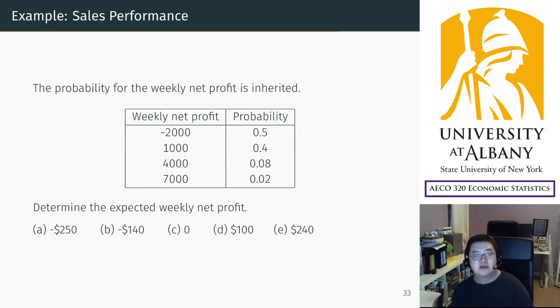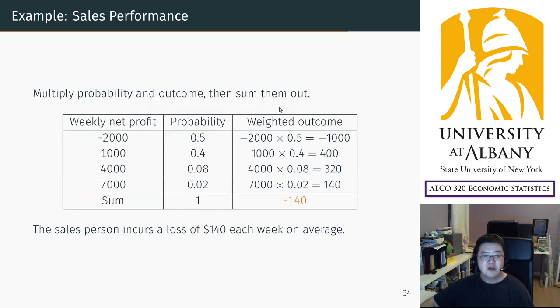Hello. I'll assume you have already finished this problem. Now in the previous slide, at the end of the previous video, I asked you to try this exercise: calculate the mean weekly net profit. To do that, you need to calculate the probability weighted outcomes, which is simply the multiplication of the outcome, weekly net profit, and its corresponding probability.